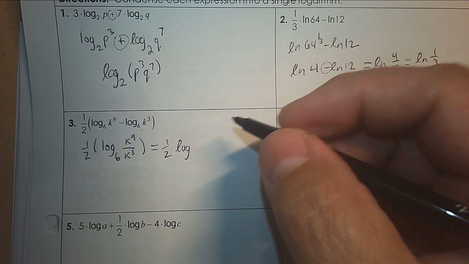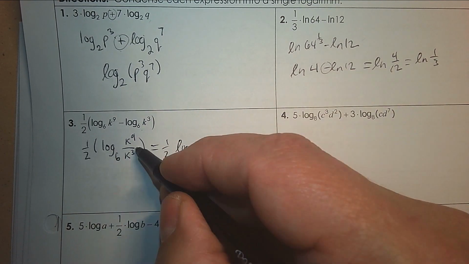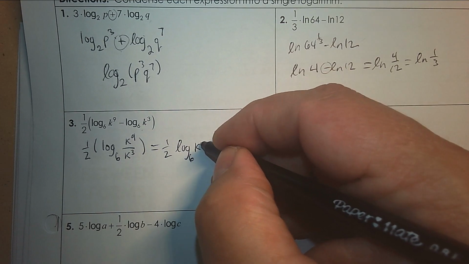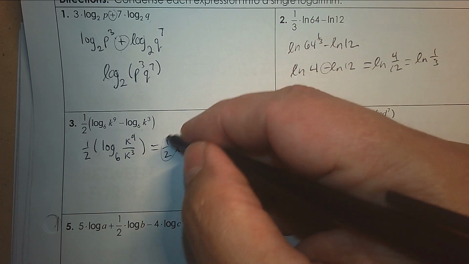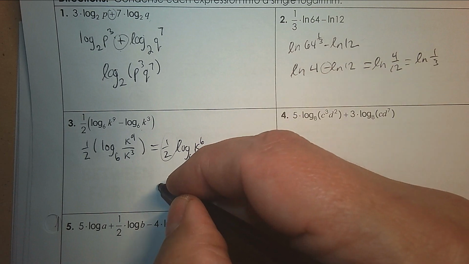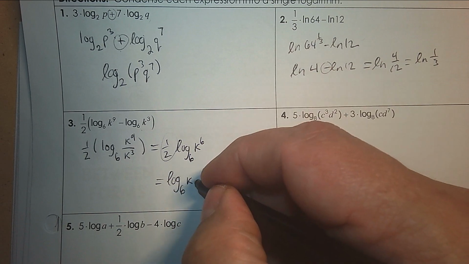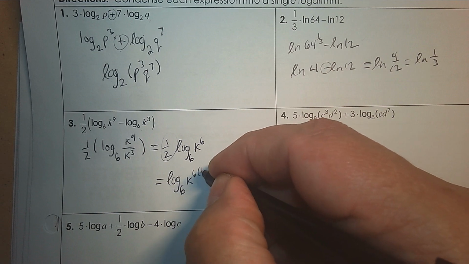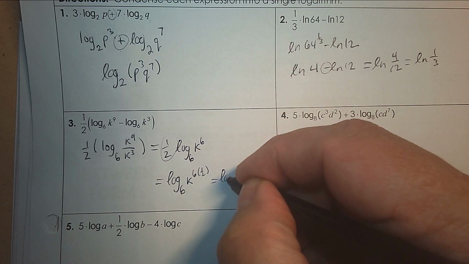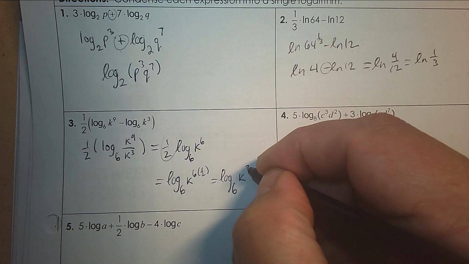Now, when you're dividing and the bases are the same, you can subtract the exponents. Now this 1/2 will be written as an exponent inside. Now there's already an exponent. So when you have that, you're multiplying them together. And 6 times 1/2 is 3, so it's k cubed.